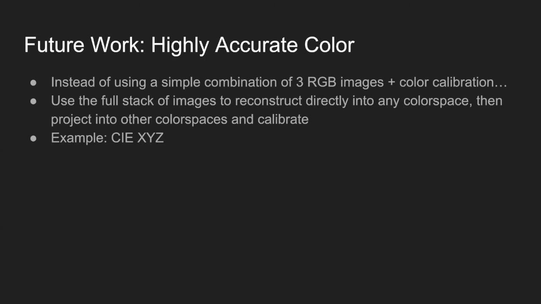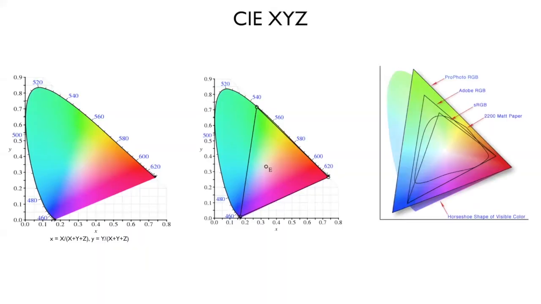So for example, we could do CIE XYZ color space reconstruction, which is a color space which is larger than the RGB color space, but by using all of the multispectral wavelengths instead of just 3 selected wavelengths that are closely correspondent to RGB, we could reconstruct directly into this color space and then project from there into any of these RGB color spaces and calibrate.